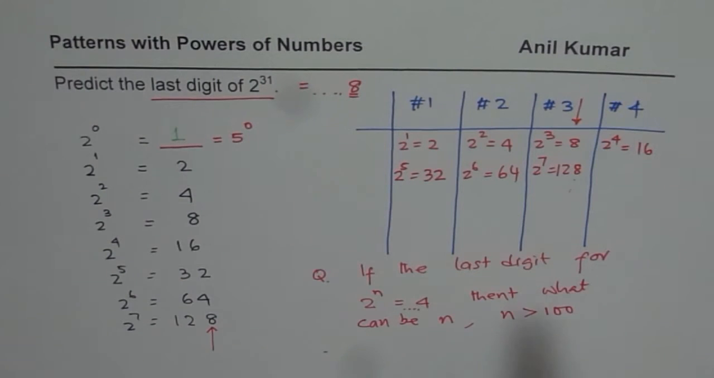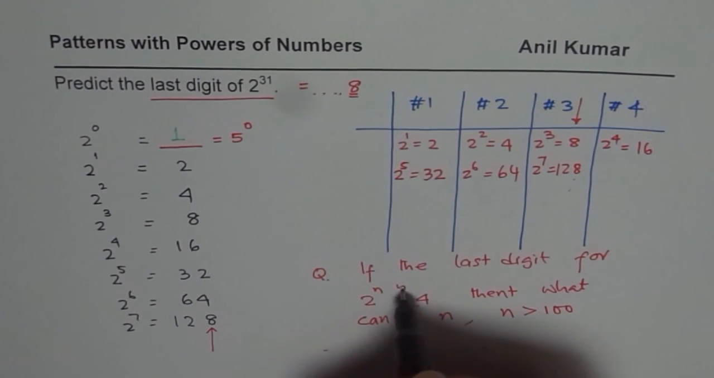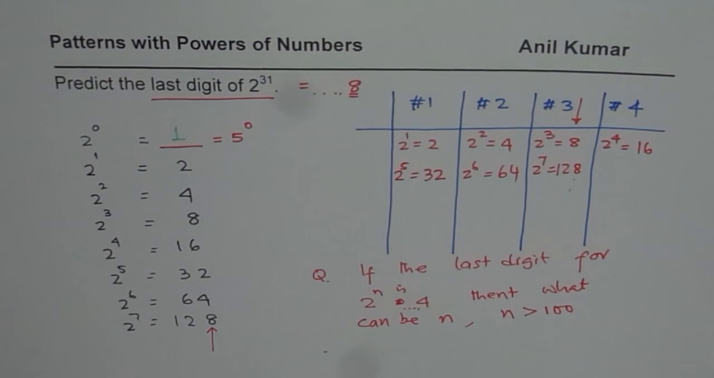Figure out what should be the value of n so that the last digit of 2 to the power of n is 4, right? So that is the question for you. Go through this question, try to understand, and write down at least one value of n for which the last digit of 2 to the power of n is 4.